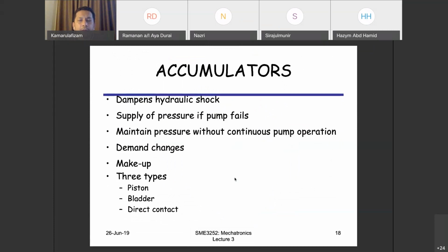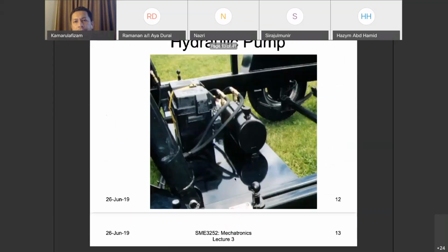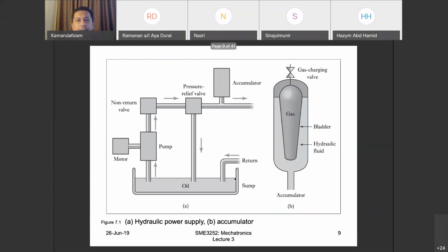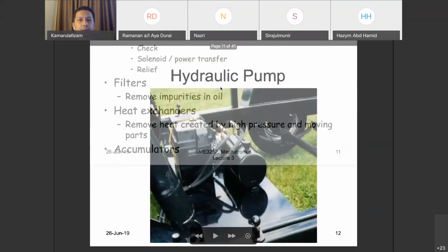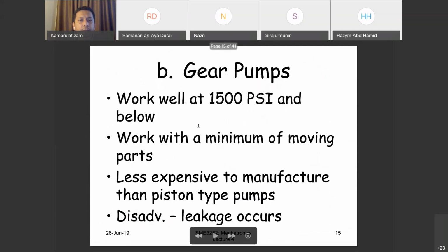Alright. So we are looking at accumulator. Kalau dalam diagram tadi ni, accumulator dia duduk dekat last sekali. Alright, minyak tarik, pump tarik, non-return valve, pressure relief valve. Sebelum dia masuk ke supply of anything, actuator mana-mana disimpan dekat accumulator. So let's see what accumulator is basically doing.